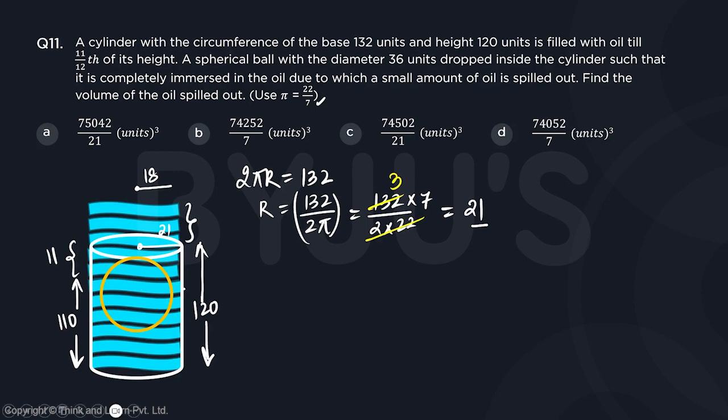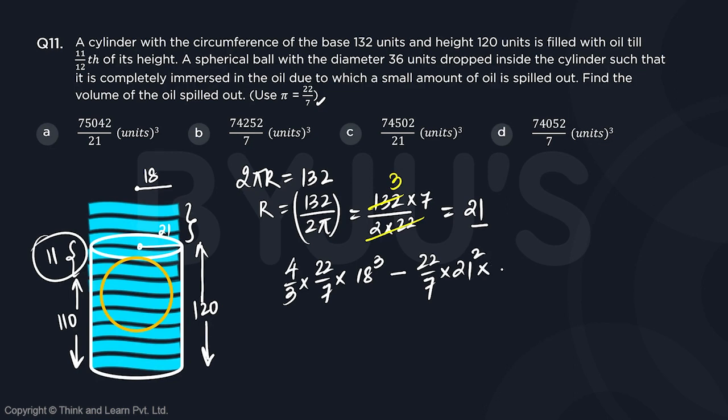So the volume displaced by the sphere minus the volume available will give us the extra volume. So the volume of this sphere is 4 by 3 into pi into r cube, the radius being 18, so this is 18 cube, minus the volume of the empty part of the cylinder, which is going to give us pi r square into height, and the height was only 11. So if we look at this calculation, this will result in the answer.